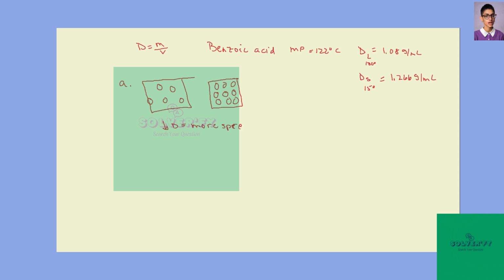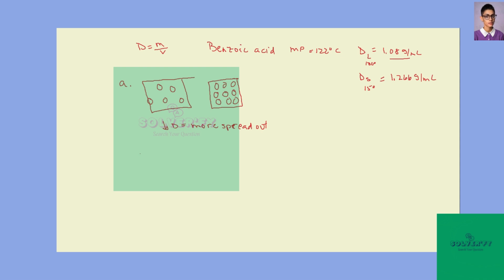So again, the question is asking us, in which of these two states is the average distance between molecules greater? It's going to be greater where it has the lower density, and it has the lower density as a liquid. So it's going to be more spread out in the liquid.